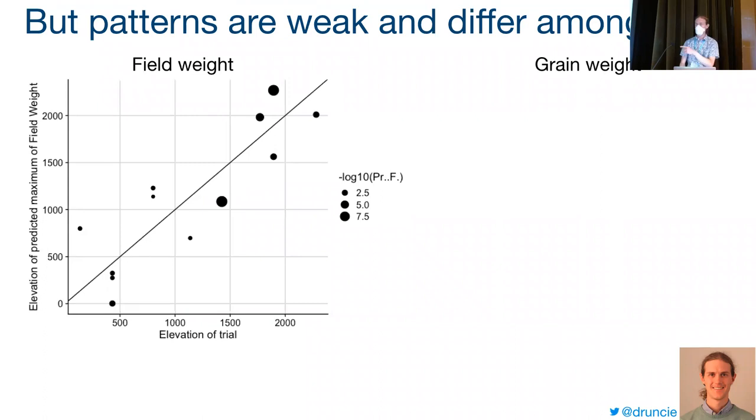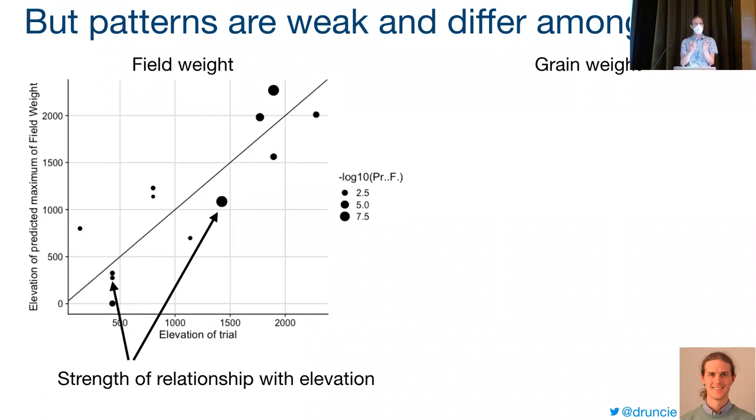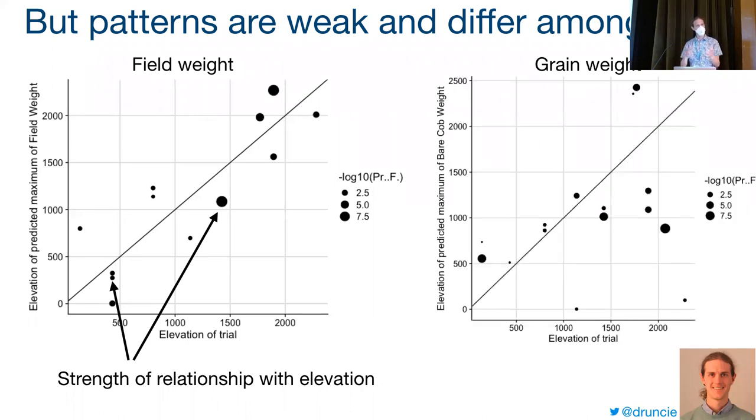But I'm also plotting on here, with the size of the point, the strength of that relationship. And generally, these strengths are pretty weak. There's only a couple trials where that relationship was even nominally significant. And if we go to other measures of yield, like grain weight, that relationship is much weaker still. So where does that leave us?